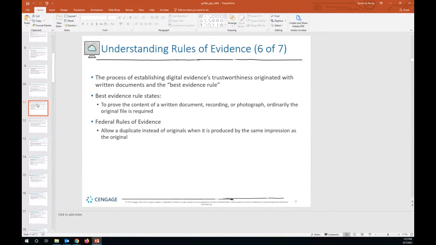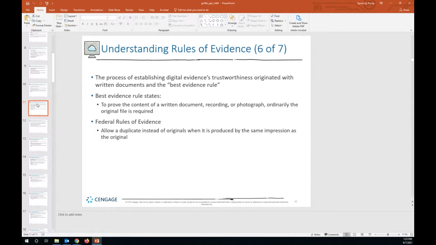The best evidence rule states that to prove the content of a written document, a recording, or a photograph, ordinarily the original file is required. So to establish the digital evidence's trustworthiness, we're going to follow this. The best evidence rule, once again: to prove the content of a written document, recording, or photograph, ordinarily the original file is required.